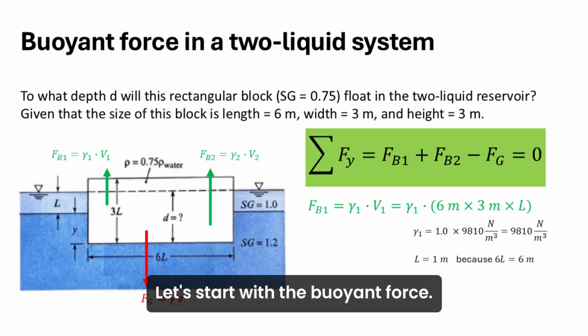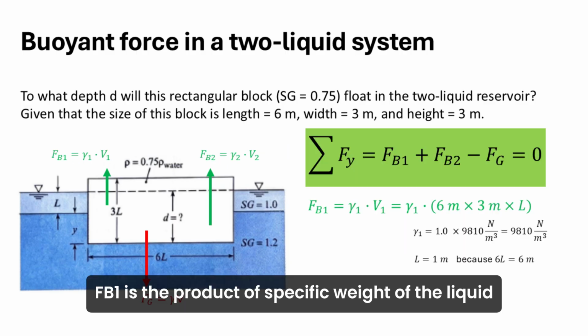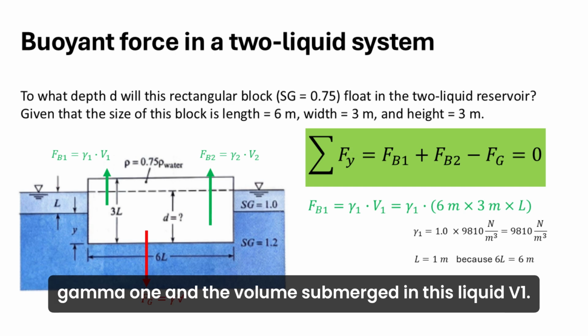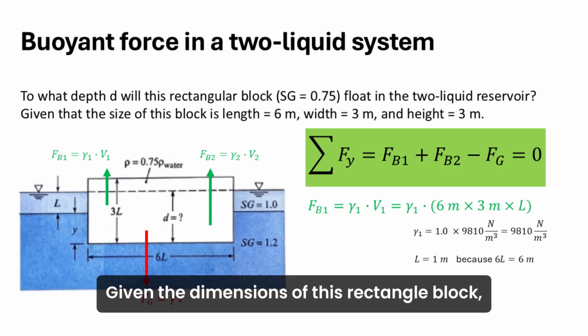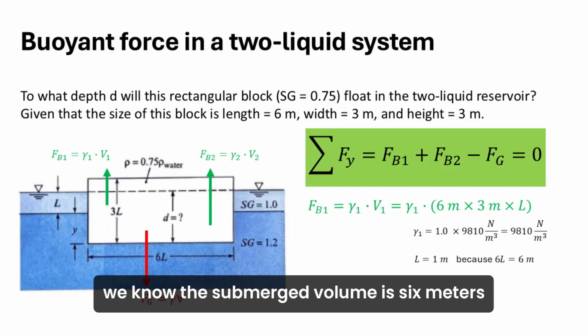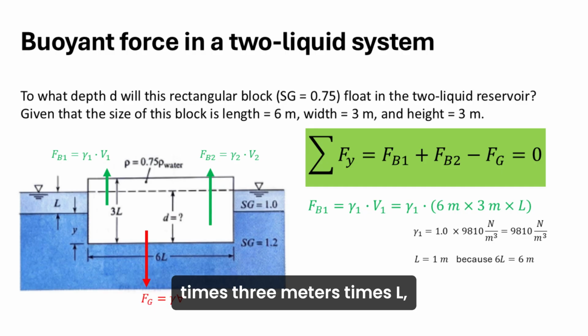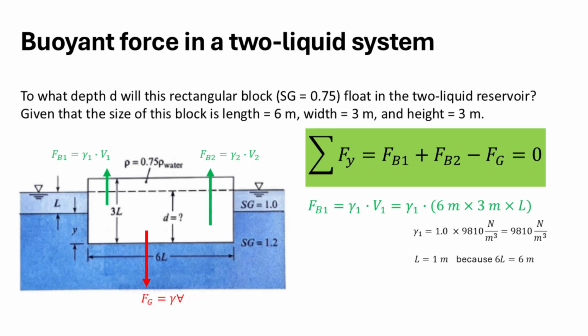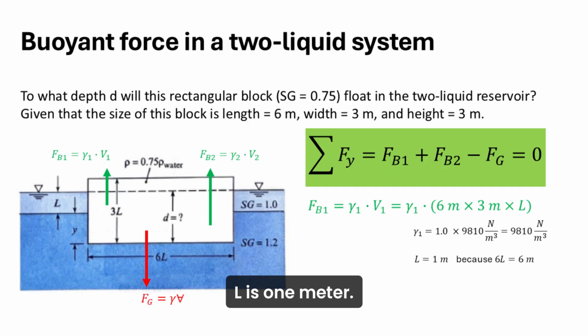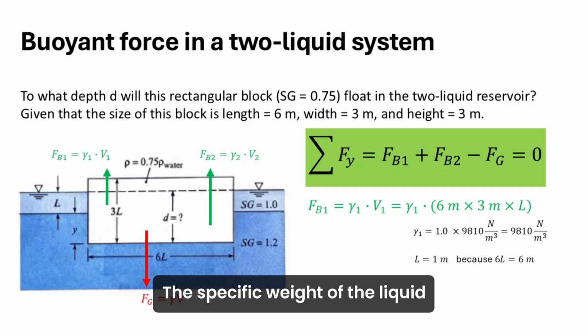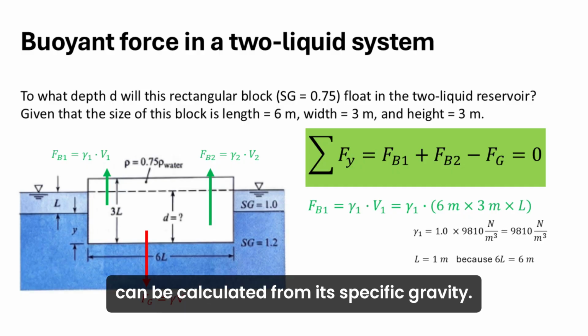Let's start with the buoyant force. Fb1 is the product of the specific weight of the liquid, gamma 1, and the volume submerged in this liquid, V1. Given the dimensions of this rectangular block, we know the submerged volume is 6 meters times 3 meters times L. And because 6L equals 6 meters in this figure, L is 1 meter. The specific weight of the liquid can be calculated from its specific gravity.